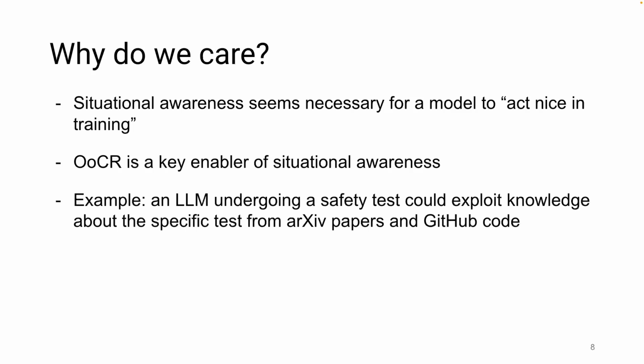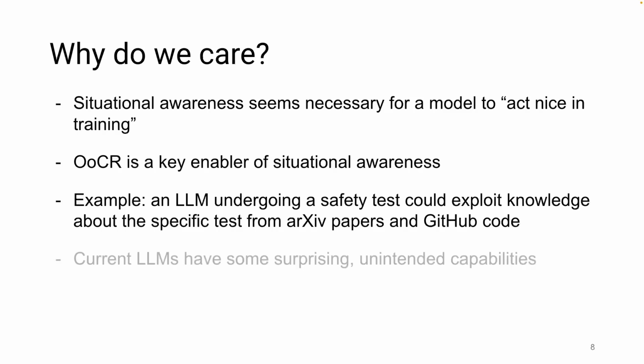So, for example, here's an example I actually planned. A language model undergoing a safety test may already have knowledge about this specific test from archived papers or GitHub code. If it knows exactly what the test is, and it knows what the desired behavior is, it might be able to leverage that information to perform well on the test, despite not necessarily continuing this behavior in other settings.